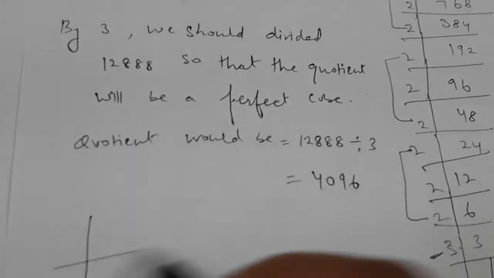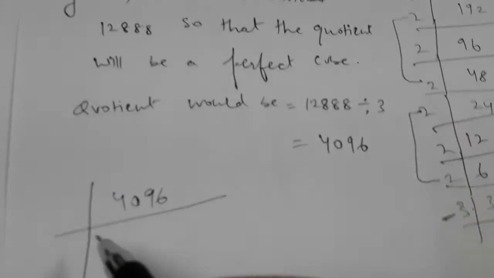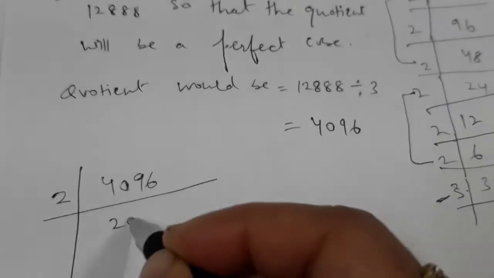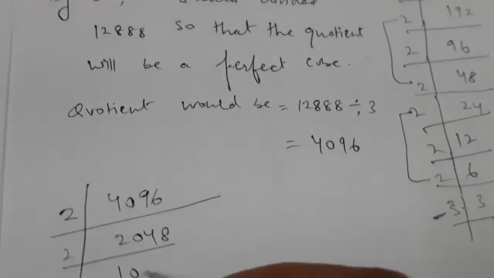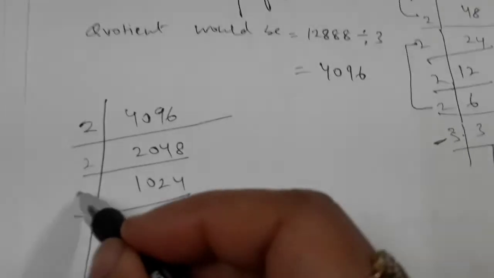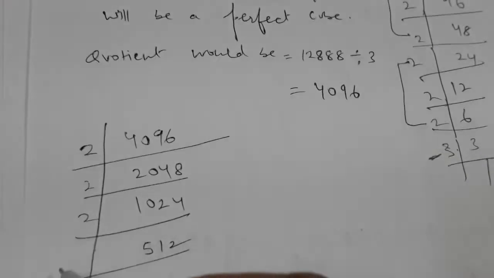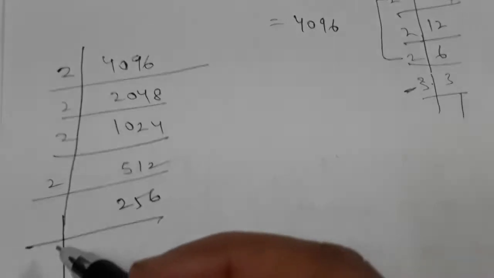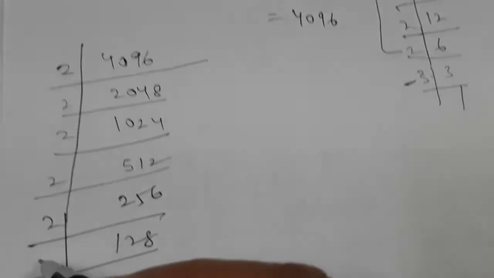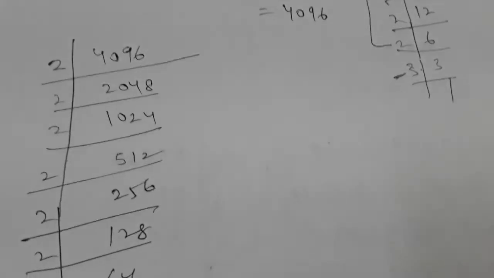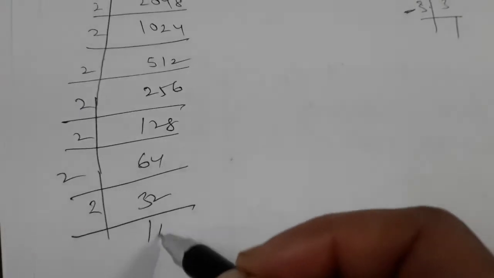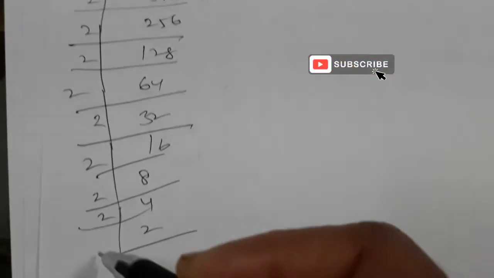Now let's check whether it is a perfect cube or not. 4096, let's have the prime factorization: 2048, 1024, then 512, then 256, then 128, then 64, then 32, then 16, then 2 8s are 16, then 2 4s are 8, 2 2s are 4, and 2 1s are 2.